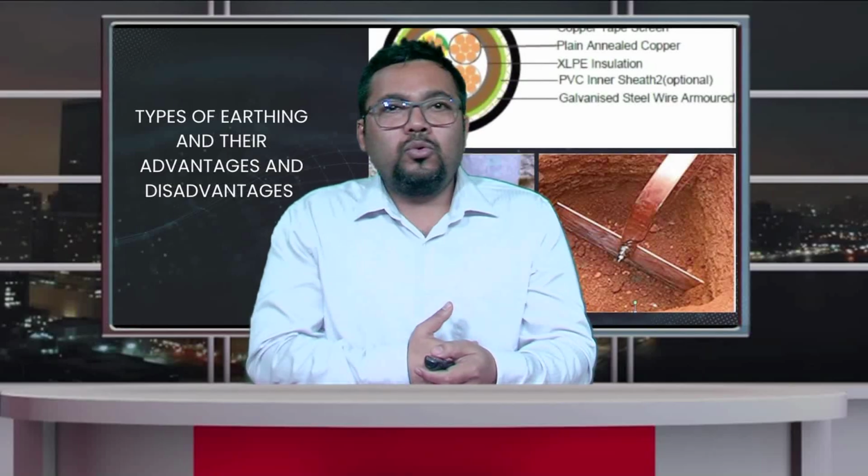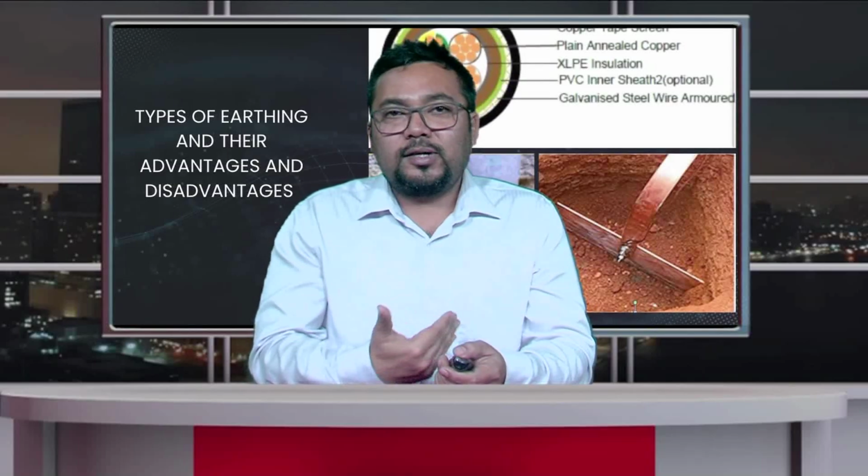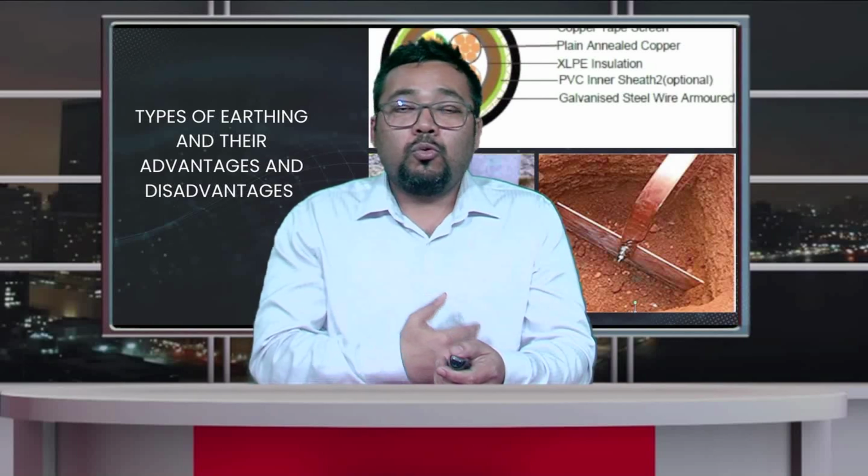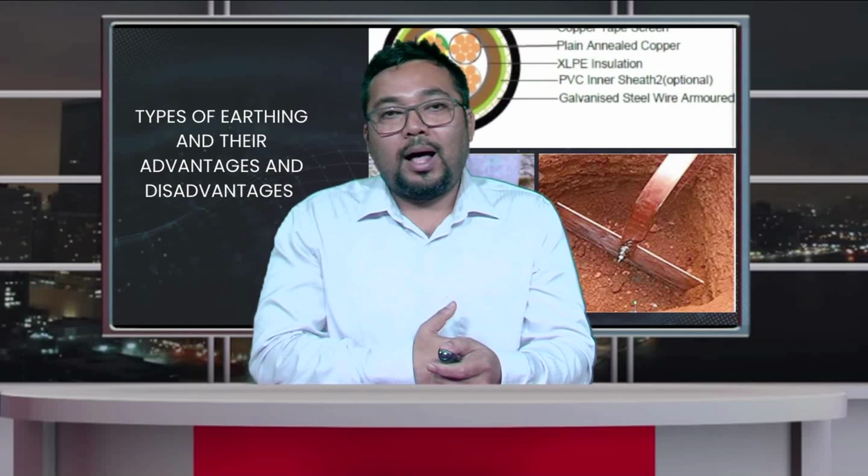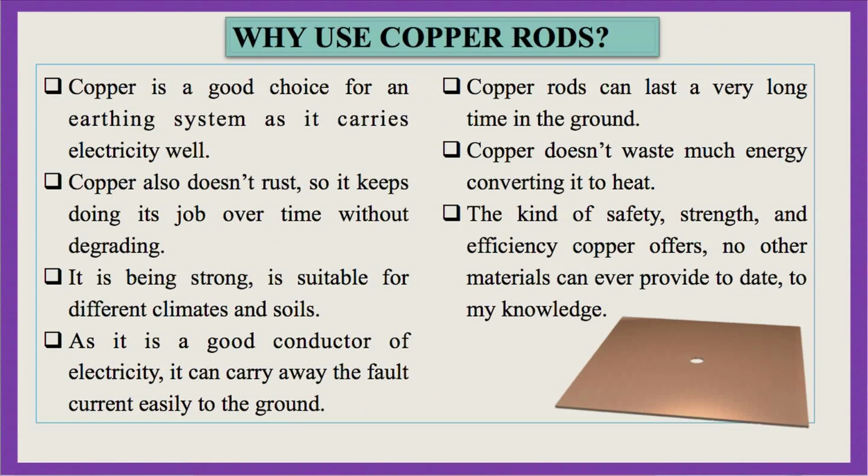So why use copper rods? Because we have already discussed copper many times. So why use a copper rod in an earthing system? Copper is a very good choice for an earthing system as it carries electricity very well. Copper also doesn't rust, so it keeps doing its job over time without degrading.